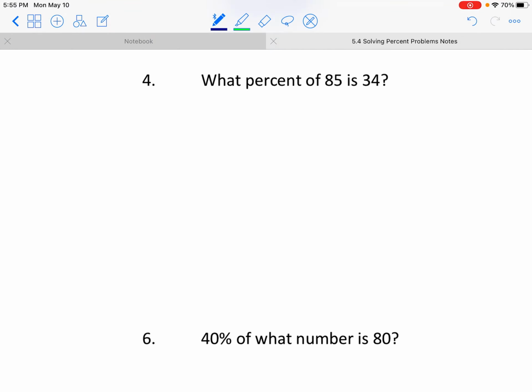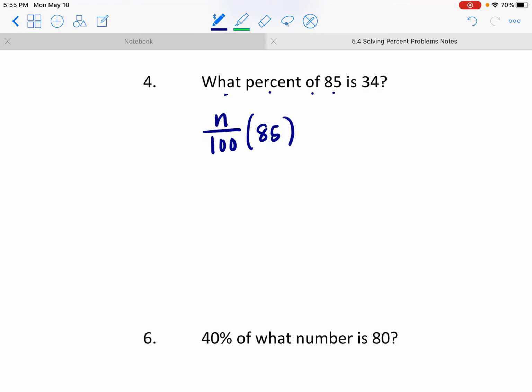Okay, moving right along. If you're feeling pretty confident with this, I would say test yourself out. Pause the video and see if you can do this without me. So what is our unknown? Percent means out of 100. So what percent is n out of 100 of 85? So multiply by 85, and then "is" 34.